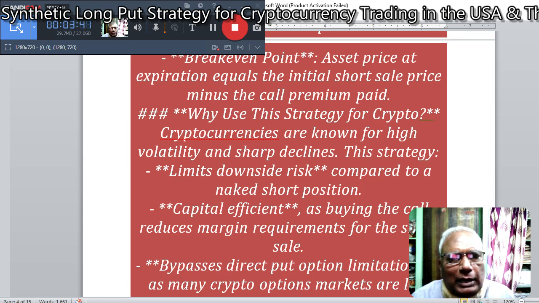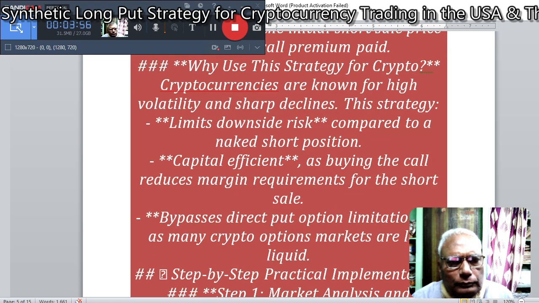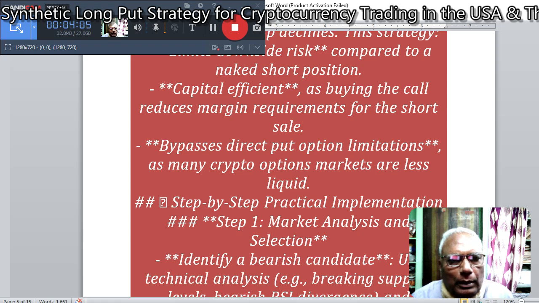Why use this strategy for crypto? Cryptocurrencies are known for high volatility and sharp declines. This strategy limits downside risk compared to a naked short position. It is capital efficient, as buying the call reduces margin requirements for the short sale. It also bypasses direct put option limitations, as many crypto options markets have less liquidity.